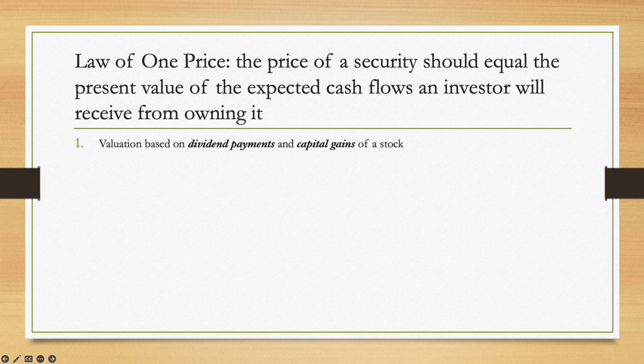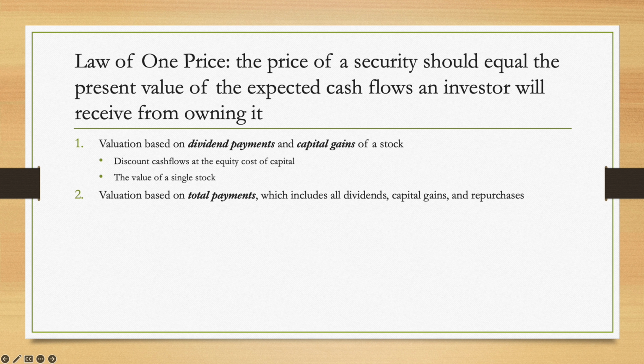The first method is valuation based on dividend payments and capital gains of a stock. The discount factor being used is the equity cost of capital. The outcome of this method is the value of a single stock. Method 2 is valuation based on total payments, including all dividends, capital gains, and repurchases. The discount factor is also the equity cost of capital, and the outcome is the total market capitalization of the firm's equity.